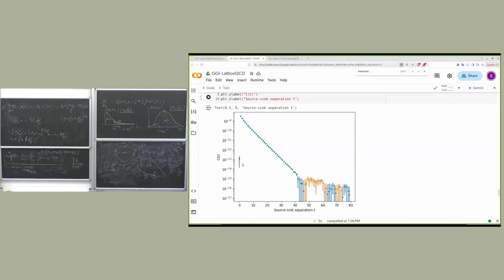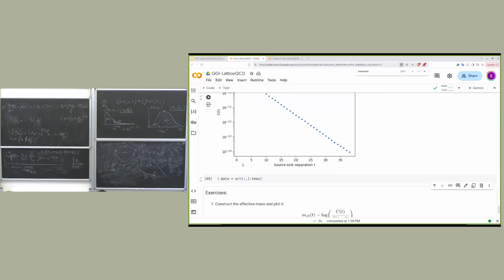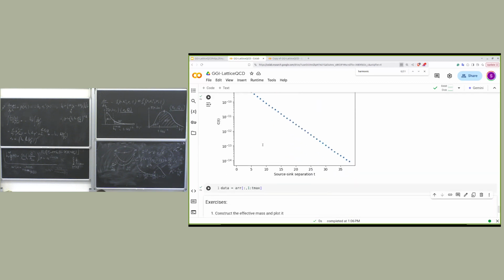You have excited states, and then you have a plateau. Okay, you have a convergence. Good, good. So our final data we want to show is from 1 on, up to Tmax. That is where it's reliable. Fine?